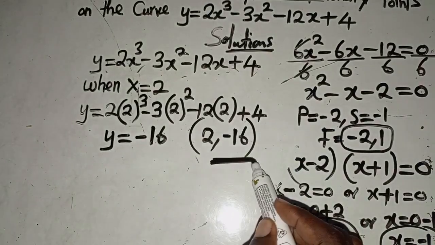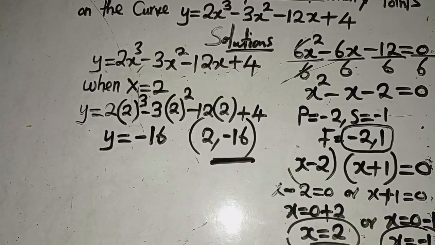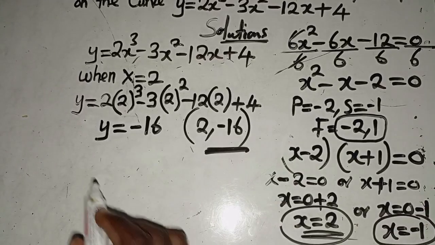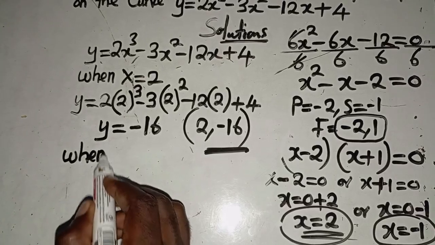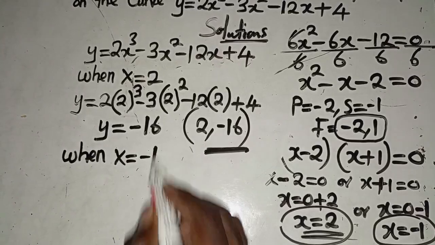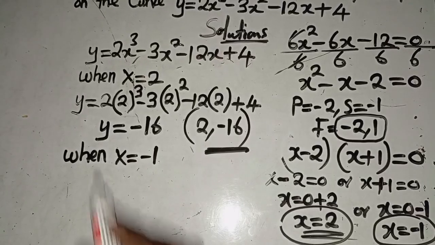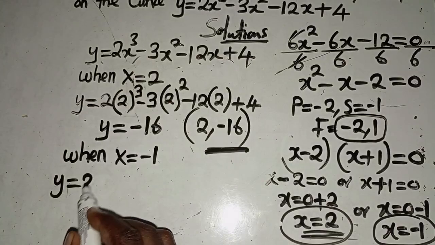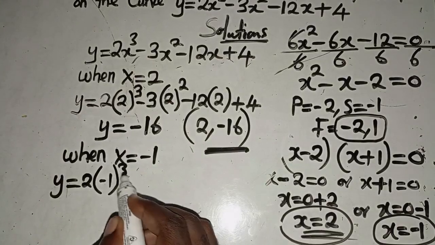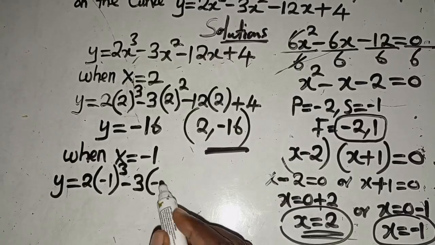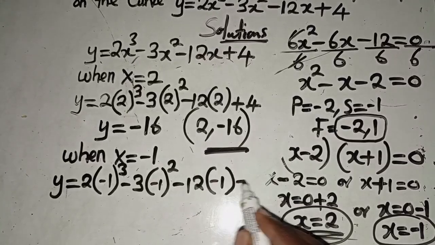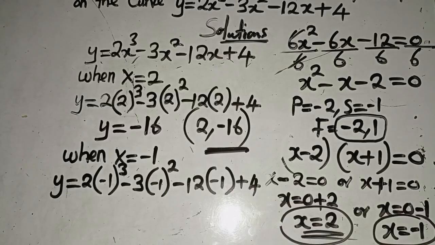So I found one. I find another one where x is negative 1. So when x is equal to negative 1, I'm going to say y is equal to the original equation where there is x, I put negative 1. 2(-1)^3 - 3(-1)^2 - 12(-1) + 4. So y is equal to, what is the answer there?